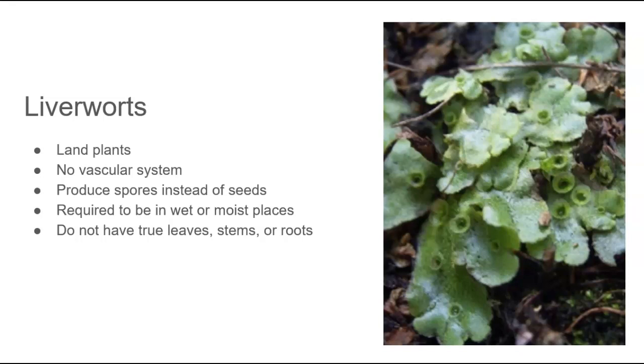One of the examples you're going to have to look at in lab and look at slides and draw are liverworts. So these are going to be land plants, of course. They don't have a vascular system. They don't produce seeds, but they do produce spores. They are required to be in wet or moist environments. And they don't have true leaves, they don't have true stems, they don't have true roots. So these are not really leaves. So we sometimes use the term like leaf-like structure or stem-like structure or root-like structure. There's different terms for these, as we will see.